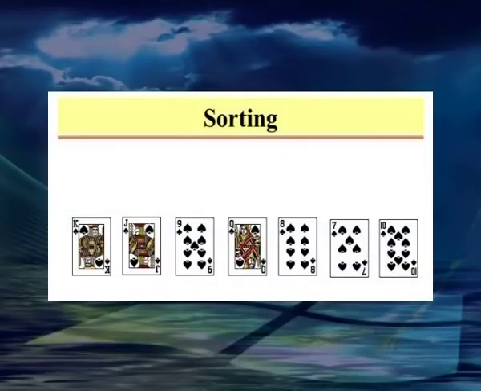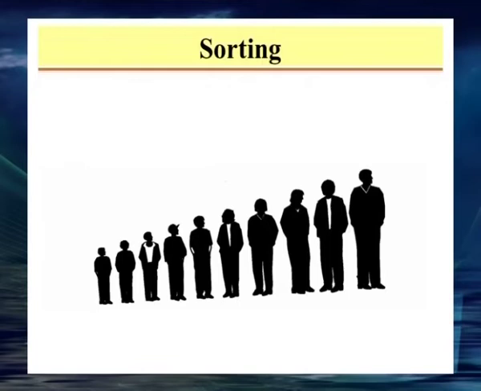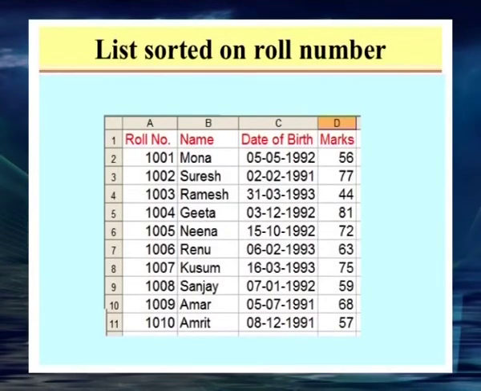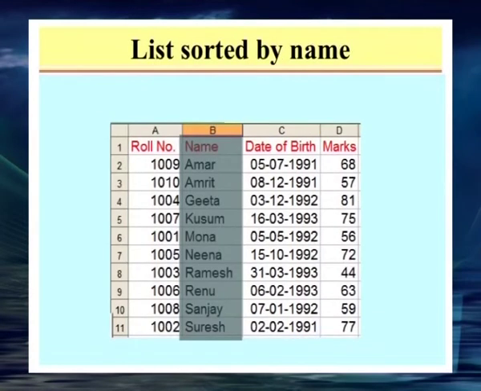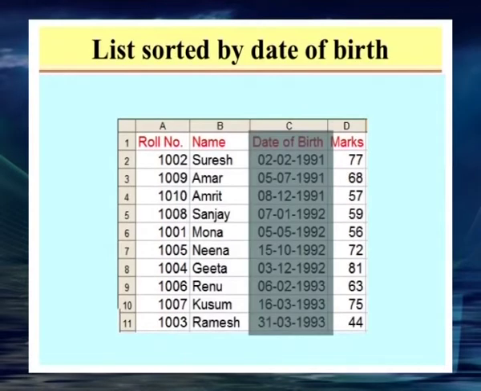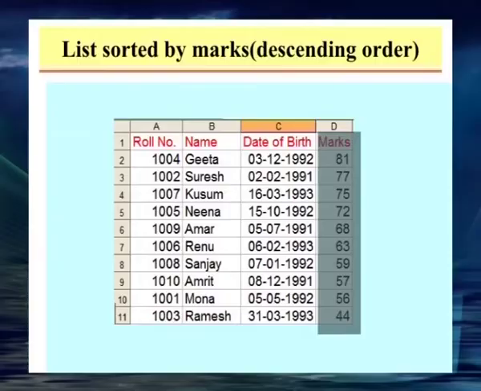In everyday life, we have numerous examples of sorting. People arrange their cards while playing, or during exercise, persons are organized on their heights, or a list of students could be sorted in ascending order by roll number, name, date of birth, or in descending order on marks.